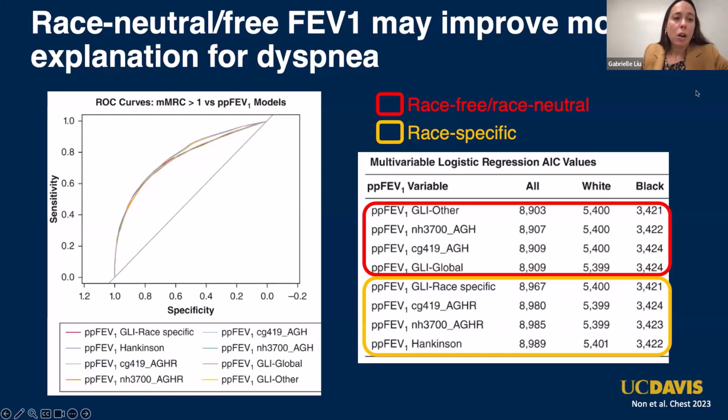So when we look at these ROC curves, I know it's hard to see on your screens, but where it starts to separate, those two higher lines with the greater area under the curve are actually the GLI Global and the GLI Other. And then when they looked again at these multivariable logistic regression models, they did find that the race-neutral or race-free reference equations, which are outlined in red, performed better than the race-specific equations, as evidenced by lower AIC values.